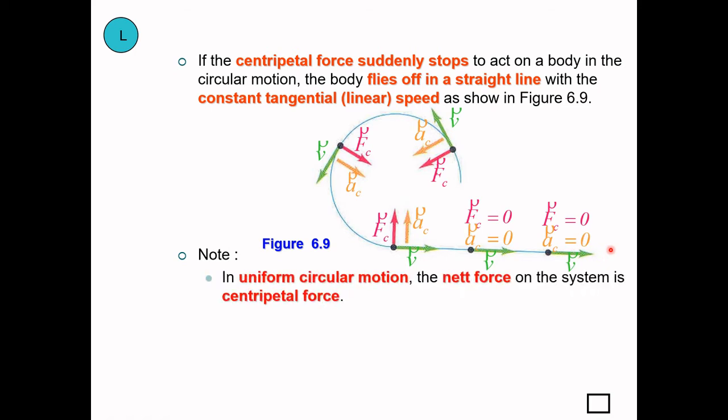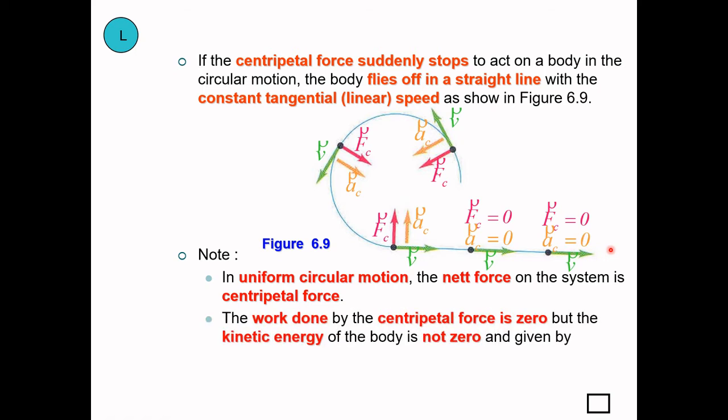Note, in uniform circular motion, the net force on the system is the centripetal force. The work done by the centripetal force is zero, but the kinetic energy of the body is not zero, and is given by K equals half mv squared, equals half m r squared omega squared.